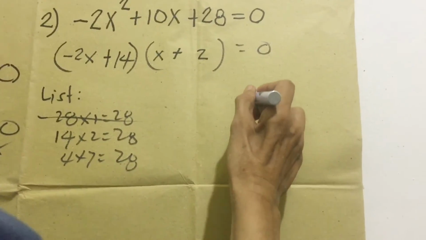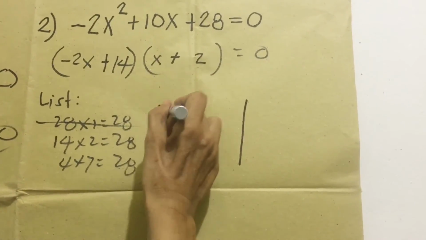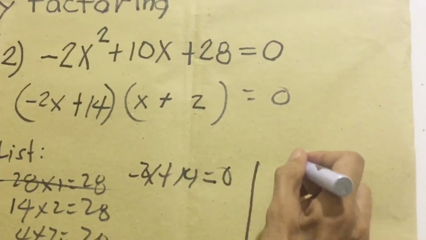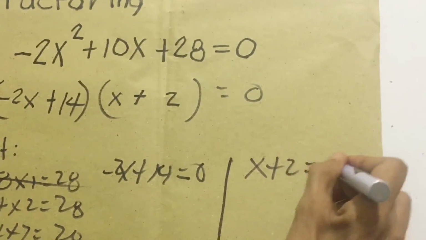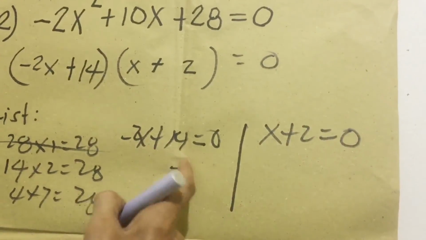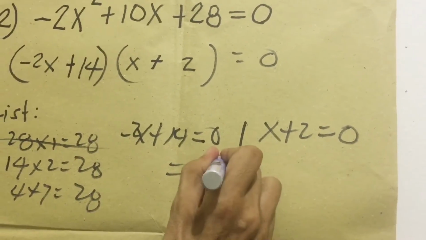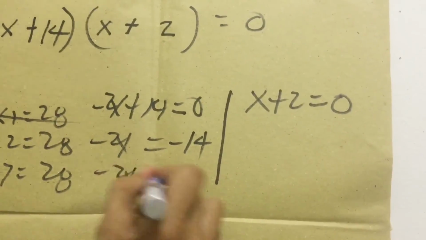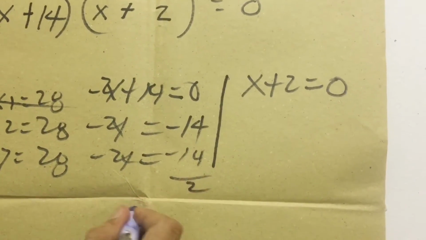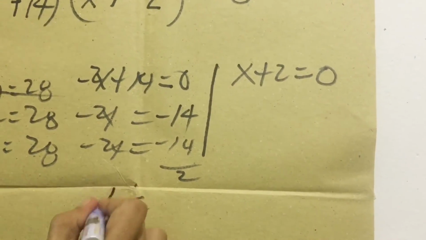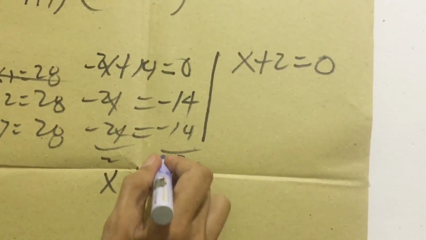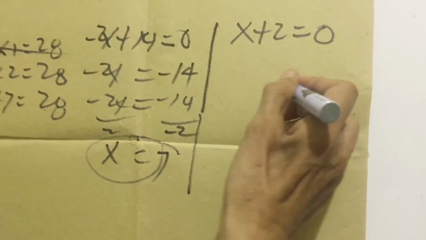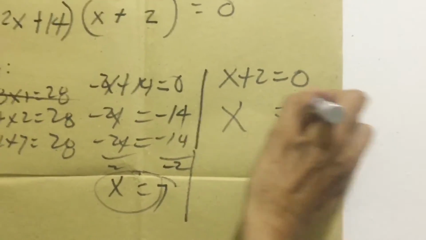Next we're going to equate each factor to 0. Negative 2x plus 14 equals 0. The other one is x plus 2 equals 0. Then transpose the 14, then divide by negative 2 both sides, and the answer is x equals positive 7. And here we have x equals negative 2.